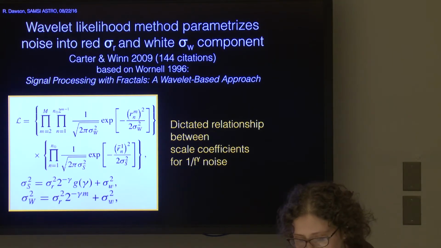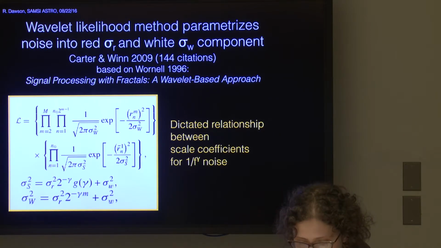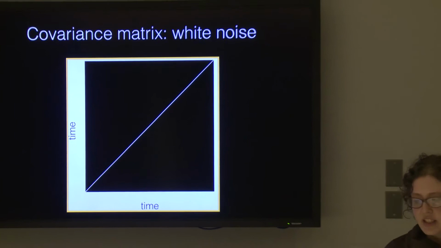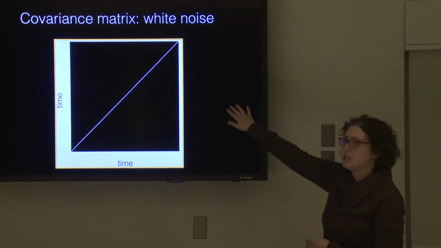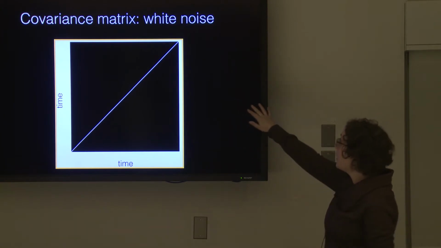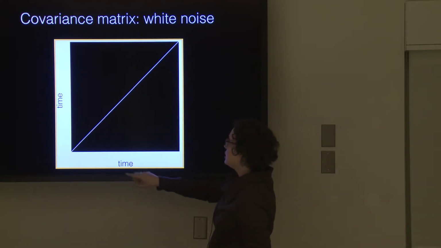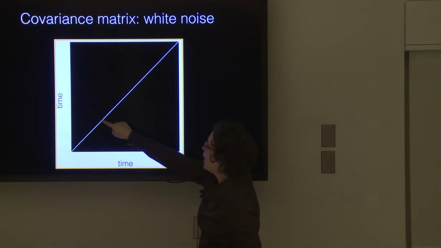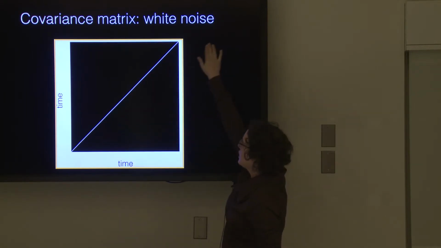More recently, people have been trying to use Gaussian process regression. In this case, as I talked about, we're trying to develop a recipe for the covariance matrix. If we just had white noise, the covariance matrix would look like this. You would only be correlated when the times are equal to each other, so you'd only have uncertainty on the diagonal.